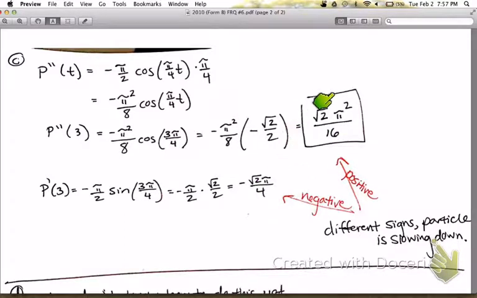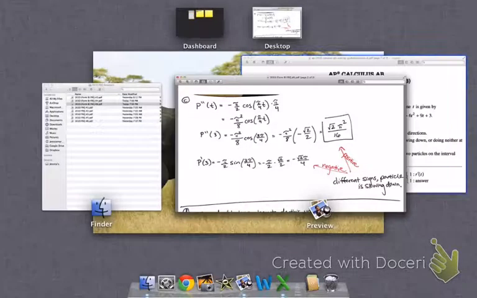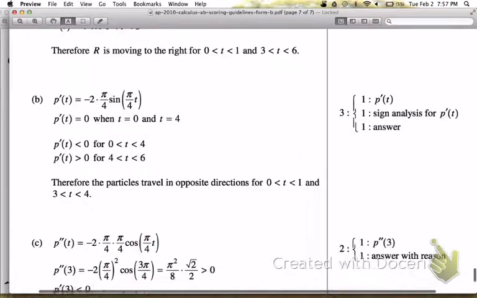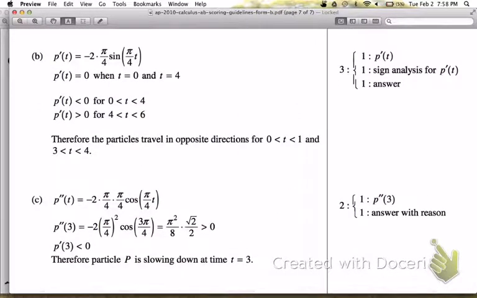So we already know that the acceleration at 3 is positive. And then down here, I went back to my first derivative again and plugged in 3 again to figure out if the velocity was positive or negative. And I got that the velocity was actually negative. So because the velocity is negative and my acceleration is positive and they're different signs, that means that the particle is slowing down. And you get 2 points for that. So you get 1 point for finding the second derivative and evaluating it at the point t equals 3. And you get 1 point for the answer with the reason, saying that the particle is slowing down because they're different signs.